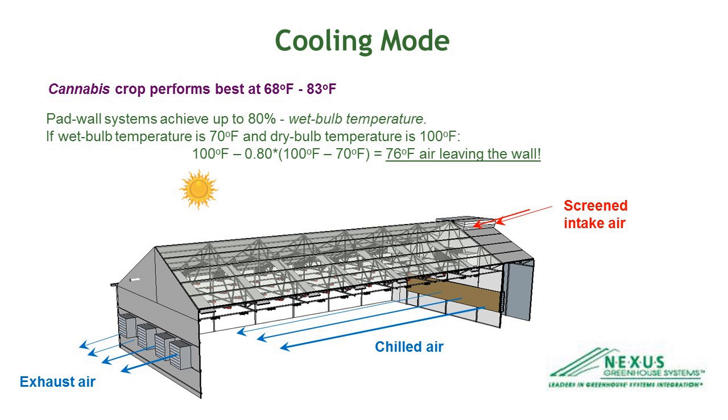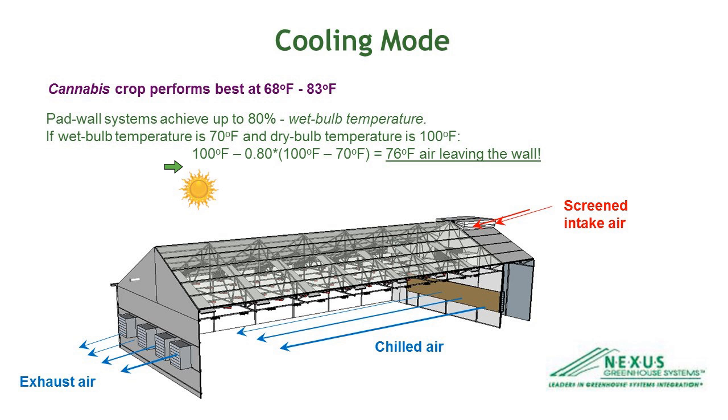So here's a representative diagram of how cooling takes place in the greenhouse. This is showing Stage 3 cooling using our pad wall system to achieve up to 80% of what the wet bulb temperature would be. The wet bulb temperature is also the dew point temperature. So how the greenhouse functions is typically you would bring in outdoor air through a screened intake, which is shown with the red arrows on the right-hand side of the diagram. It moves through the pad wall, where it's reduced in temperature, and moves out the exhaust fans on the other side of the house.